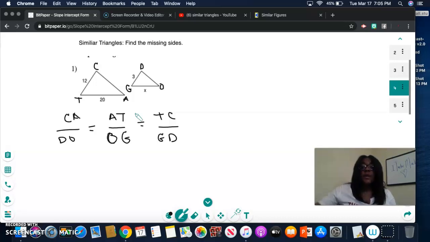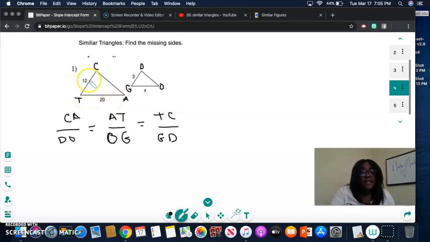So now we're going to look at the information that's given to us here in these triangles, and we want to find the missing side. The missing side that we want to look for is X, okay? So let's use the information that we have so that we can set up the proportion and find X.